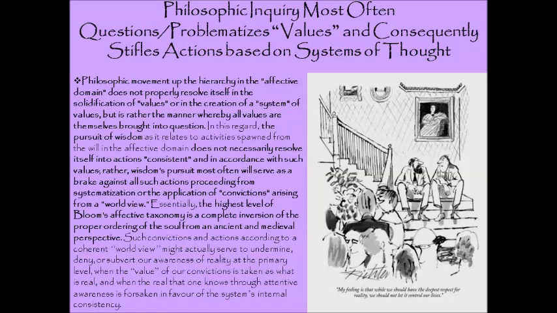Essentially, the highest level of Bloom's affective taxonomy is a complete inversion of the proper ordering of the soul from an ancient and medieval perspective. He is backwards, ladies and gentlemen. Such convictions and action, according to a coherent worldview, might actually serve to undermine or deny or subvert our awareness of reality at the primary level, when the value of our convictions is taken as what is real, and when the real that one knows through attentive awareness is forsaken in favor of the system's internal consistency.